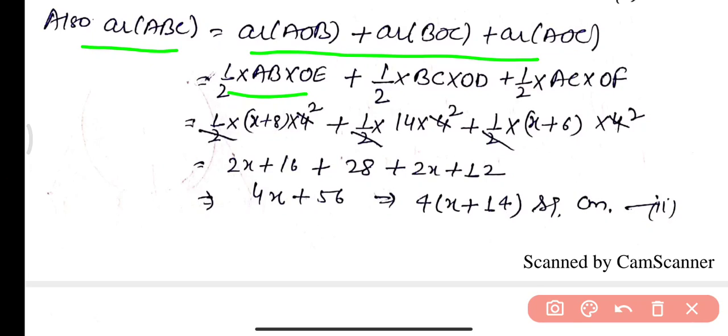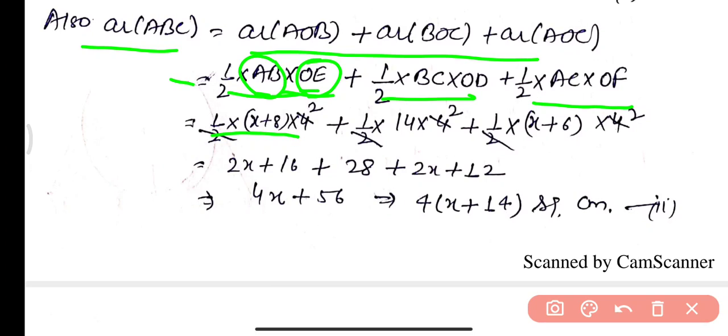So the area of triangle AOB will be 1 by 2 into base, that is AB, and height, that is radius OE. As we know that the radius is perpendicular at the point of contact to the tangent. So here AB is the tangent and OE is the radius. So AB will be the base and OE will be the perpendicular. So 1 by 2 into base into height. Similarly in triangle BOC, 1 by 2 into base BC, and the radius will act as perpendicular. So 1 by 2 into BC into OD. And similarly in triangle AOC, 1 by 2 into base AC and perpendicular OF.